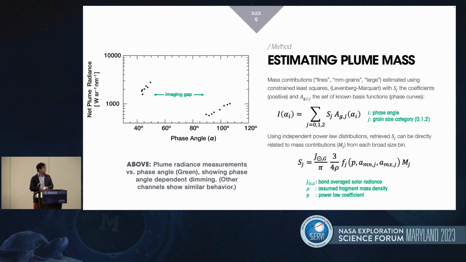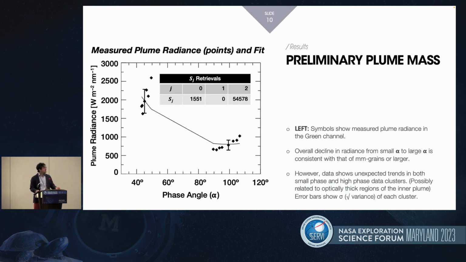Next slide, please. That gives you this. These are our retrieved values of Sj. You can see that we have an overall decline from small alpha to large alpha, consistent with millimeter grains or larger. However, the data shows unexpected trends in the small phase angle and high phase angle clusters. This is likely due to the optical depth problem that I mentioned at the beginning, where the center of the plume is optically thick.